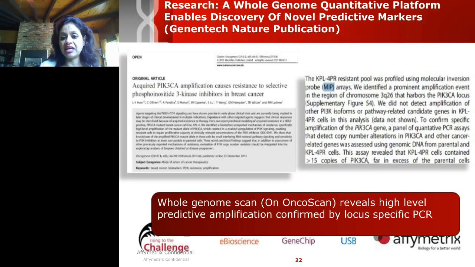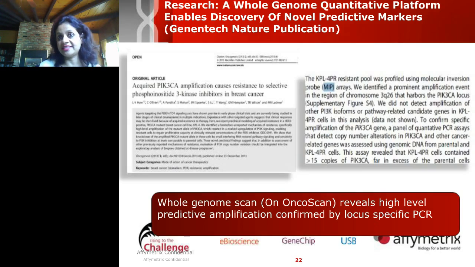So this was a case example where, because they did not know what they were looking for, they were able to leverage the whole genome scan using OncoScan and then narrow it down to the single marker of therapy resistance, and then perform a functional validation of that PI3 kinase amplification using PCR-based approaches. And this obviously, like I said, has significant implications for trials, both PI3 kinase and mTOR inhibitor trials.